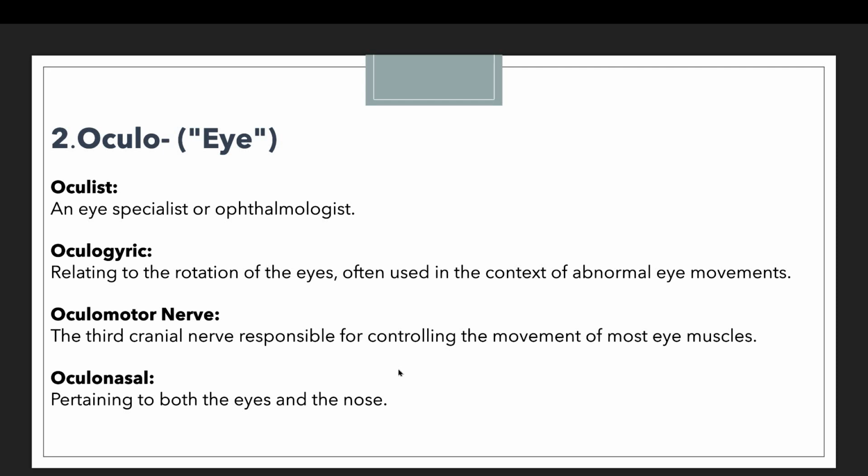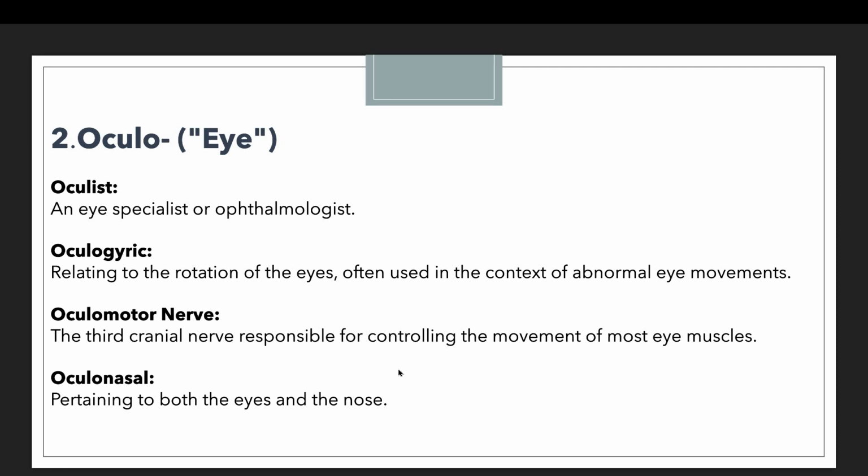Then we have oculonasal. Now what is oculonasal? Pertaining to both the eyes and nose. Again, if you look at all the examples, you will find only one common thing, which is the eye. Everywhere we are talking about the eye, and that's the reason we are using the ocul related prefixes. Oculo, oculi. Okay.